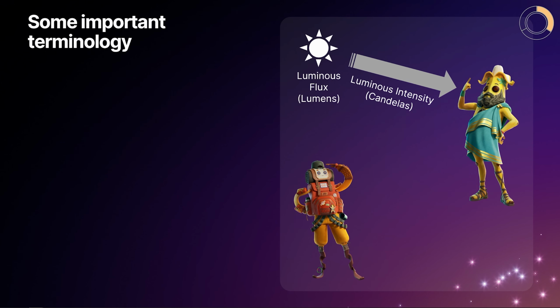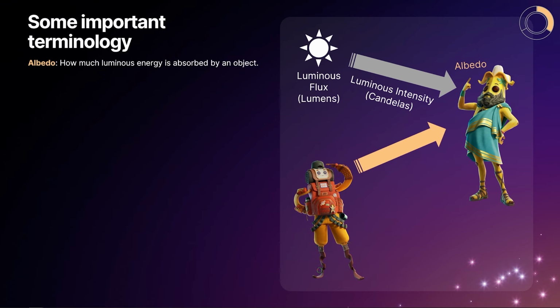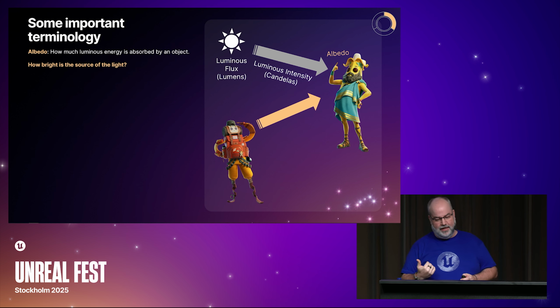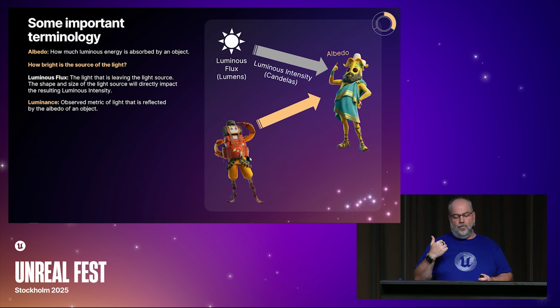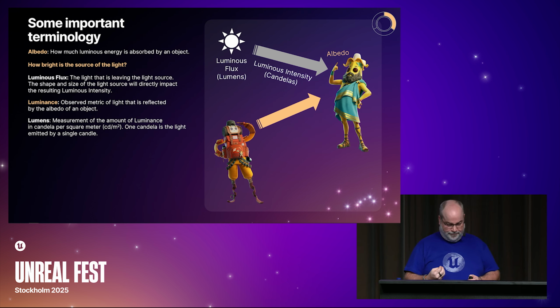So the important thing to know is that when we're looking at Peely's toga, that blue toga has an albedo, which means how much luminous energy is absorbed by it. And we're trying to figure out how bright the source of the light is, so we're trying to observe its luminance.